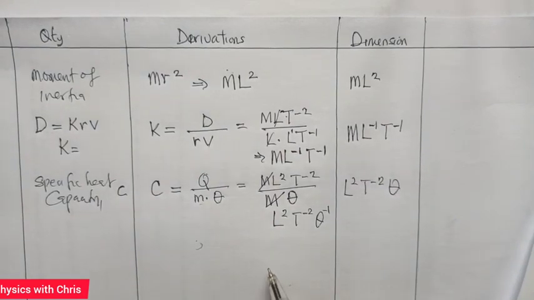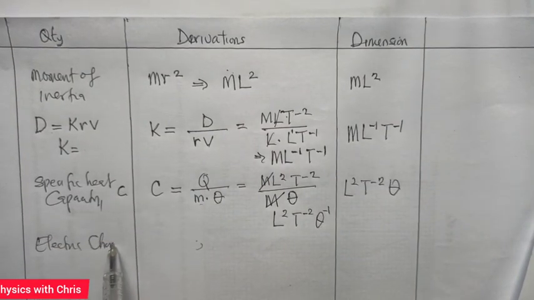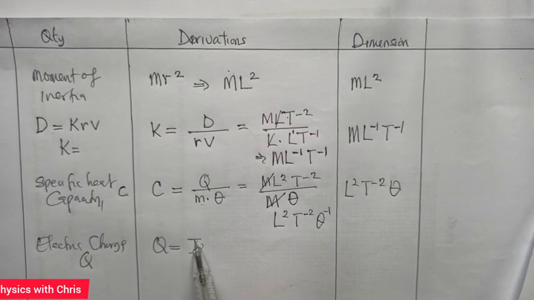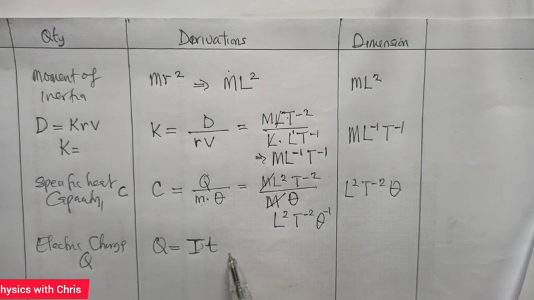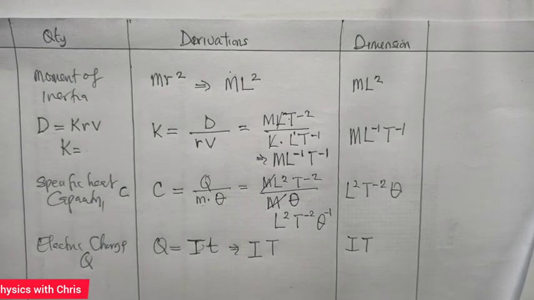Now let's look at the dimension of electric charge. Electric charge Q is defined as the product of current and time. The dimension of current is I and that of time is T. So we have I T as the dimension of charge.